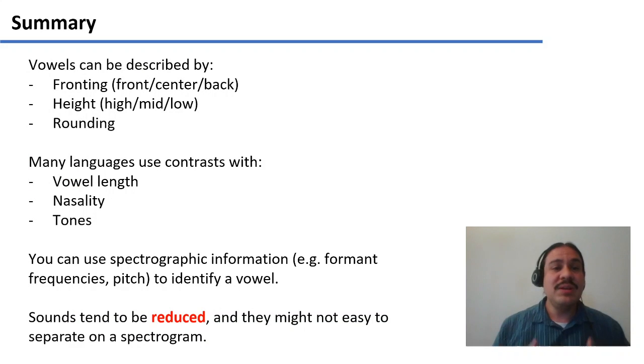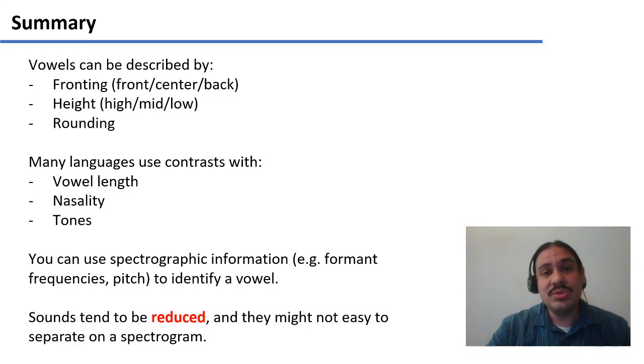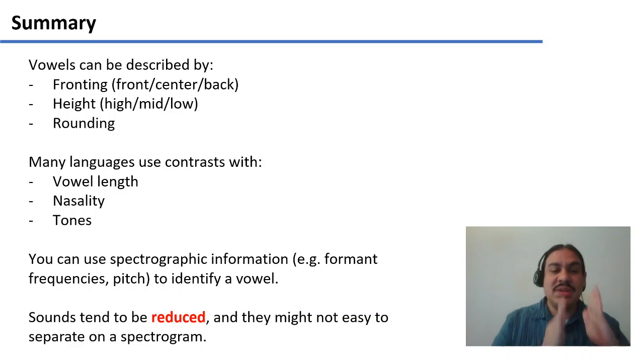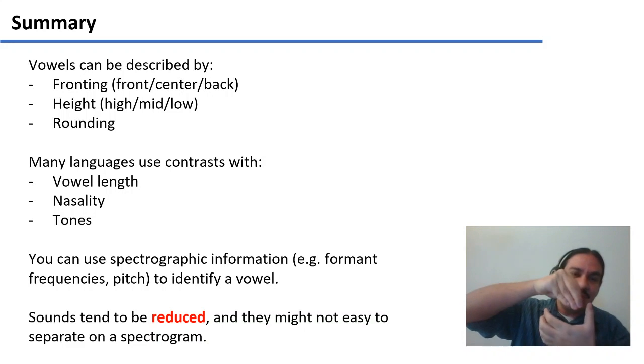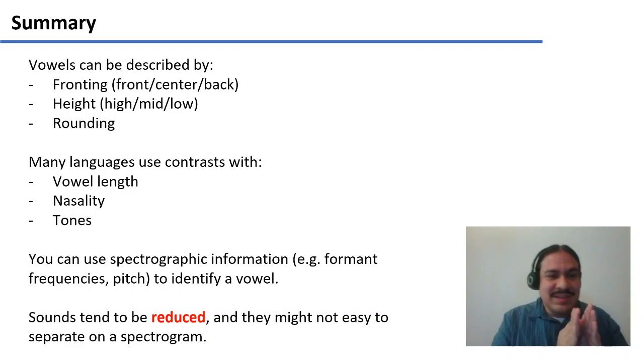In summary, vowels can be described by the position of the tongue, whether it's front or back, whether the tongue is high or low, whether your lips are rounded or not. Many languages also use contrasts that involve how long the vowel is, whether some of the air exits through your nose or through your mouth, and by the pitch, and we call that tone when it changes the meaning of the word. You're going to use spectrographic information to identify the word, such as the vibration of your vocal cords and the different echoes of the vibration, but sounds tend to be reduced and compressed, and an element of a sound could be in this part of the signal and they can get mixed together. And so there's not going to be a one-to-one correspondence between a chunk of the spectrogram and a sound. So there's going to be a lot that the computer is going to have to learn that depends on the context of the word.